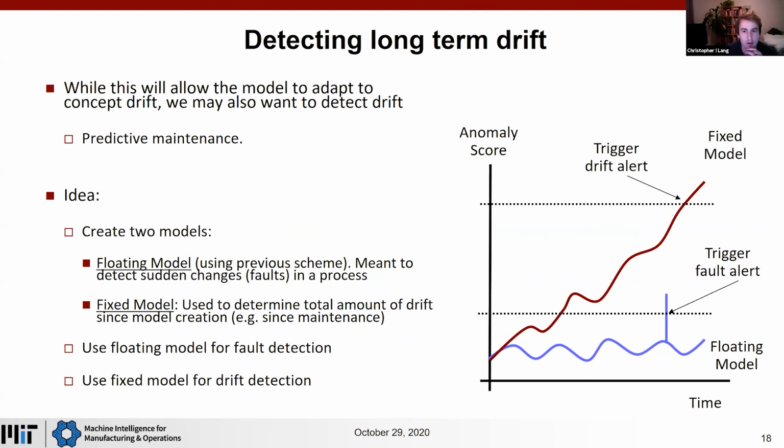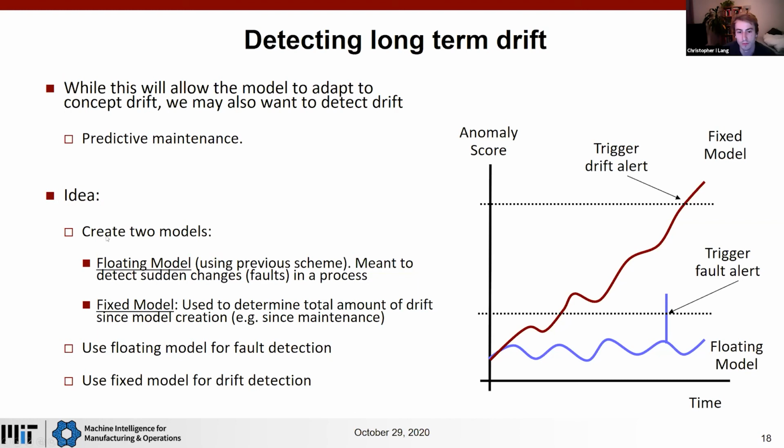And so I think that this helps adapt to concept drift, but we could also use it to detect if there is long-term drift happening in a system, which we may want to be aware of, for example, for predictive maintenance. So the idea here is that you could have two models.